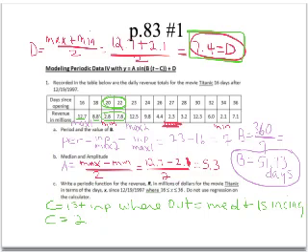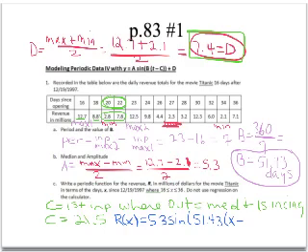Okay, so now we can write our function. And that would be R of X is equal to 5.3. That's our A value. Times the sine of 51.43, parentheses X minus our C value, plus our D value of 7.4.